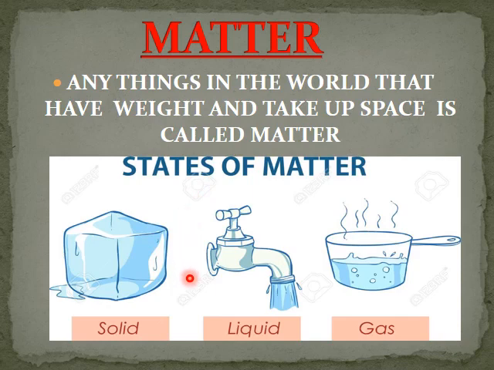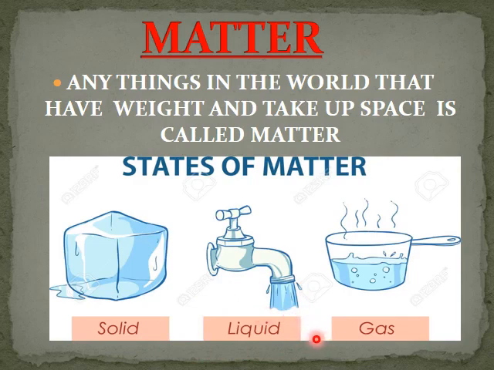So matter can be found in three states of matter. These are called solid, liquid and gases. You can see in this diagram solid like ice. You can see here clearly the solid state, ice, and liquid. Liquid is the second state of matter. You can see here the tap water, which is clear water. It is a liquid state.